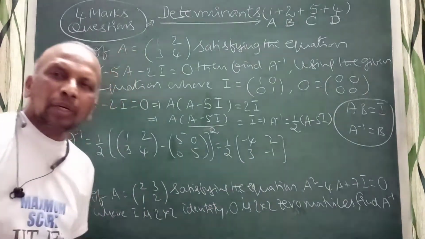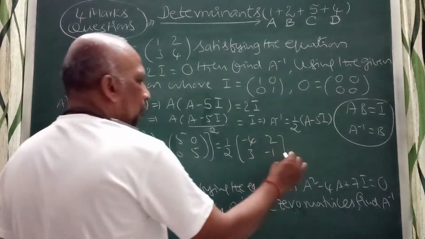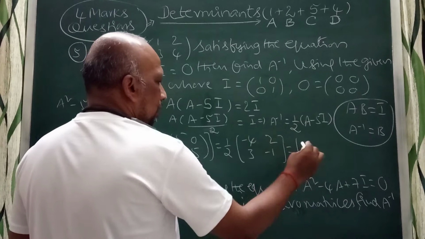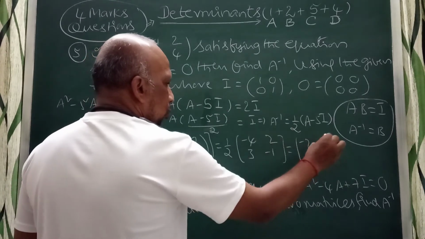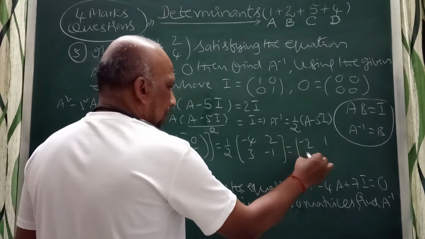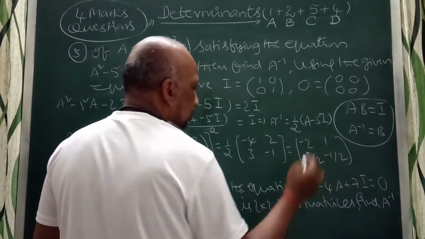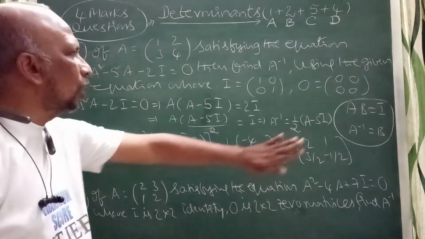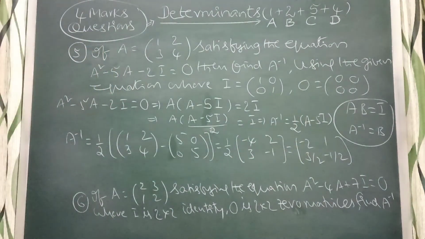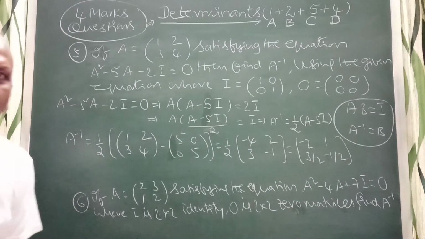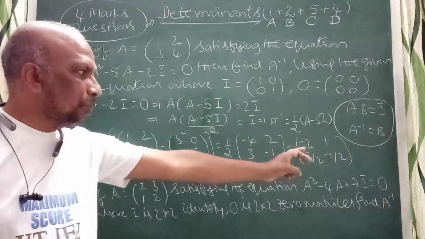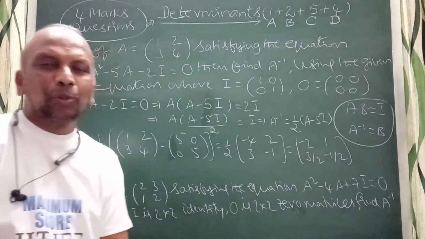I can stop here. Still, if you want to multiply the 1 by 2, this will become minus 2, 1, and this will be 3 by 2, and this will be minus 1 by 2. So this is your required answer, right? That will be the required answer. Correct? Minus 2, 1, 3 by 2, minus 1 by 2 is the required answer.